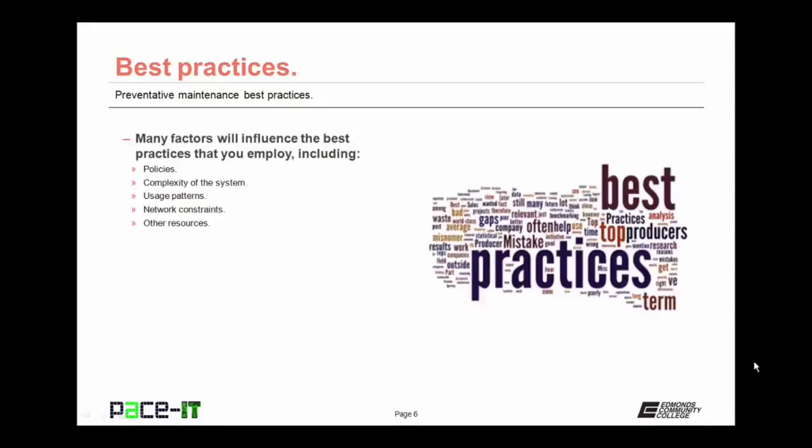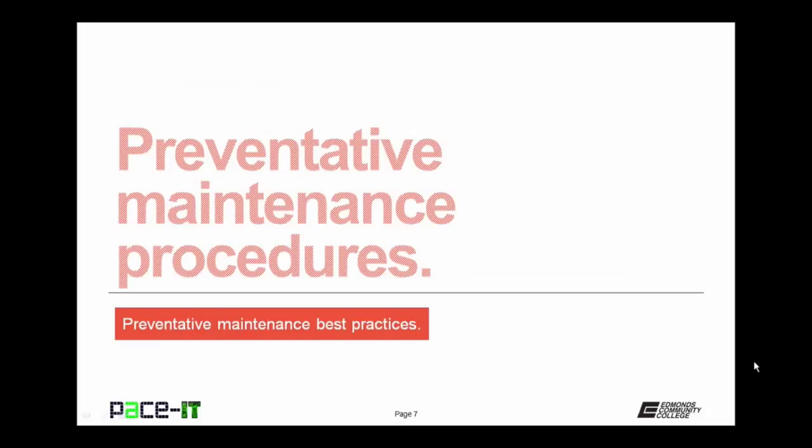Now, best practices can be determined by policy, company policy. It can be determined by the complexity of the system, or by usage patterns, network constraints, or access to other resources. All of those can have an effect on your best practices. Now let's move on to some maintenance procedure best practices.